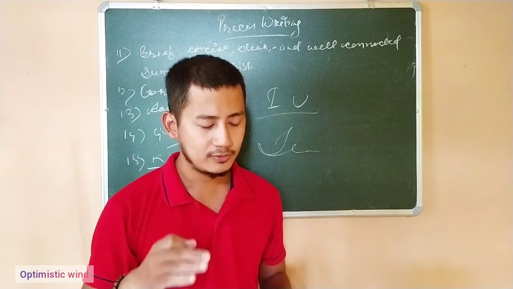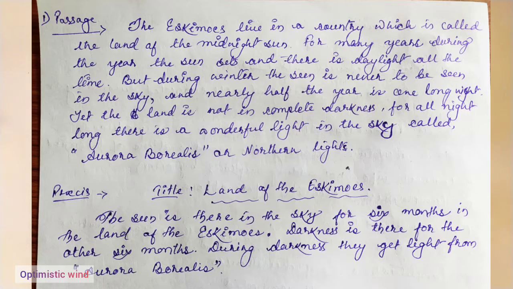So the first passage is: The Eskimos live in the country which is called the land of the midnight sun. For many weeks during the year the sun never sets and there is daylight all the time, but during winter the sun is never to be seen in the sky, and nearly half the year is one long night. Yet the land is not in complete darkness, for all night long there is a wonderful light in the sky called aurora borealis, or northern light. So this is the passage.